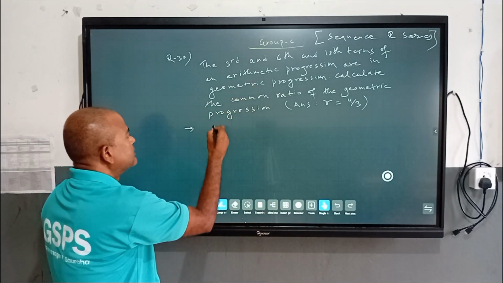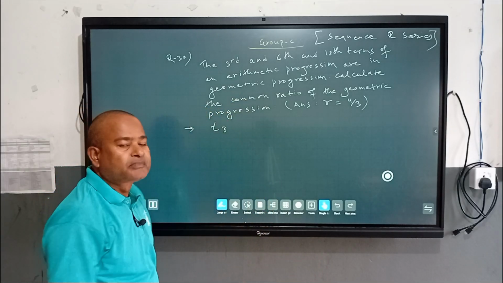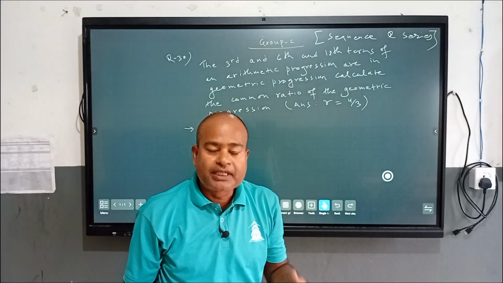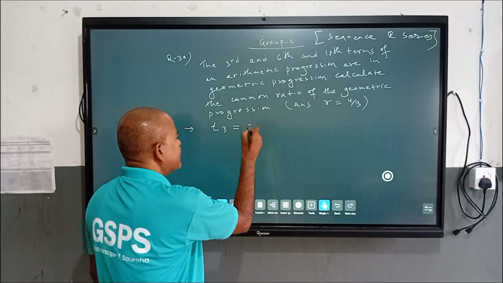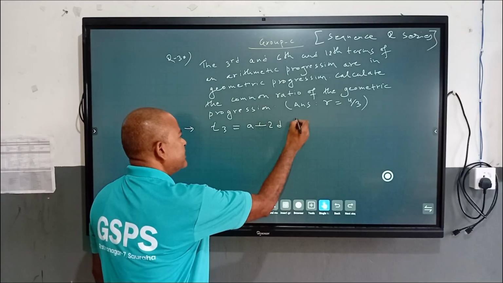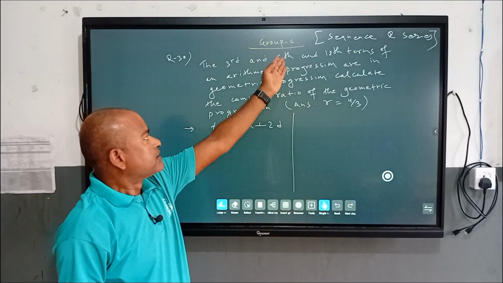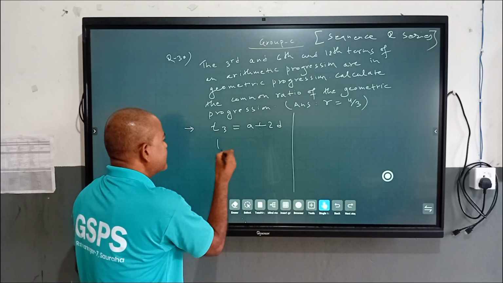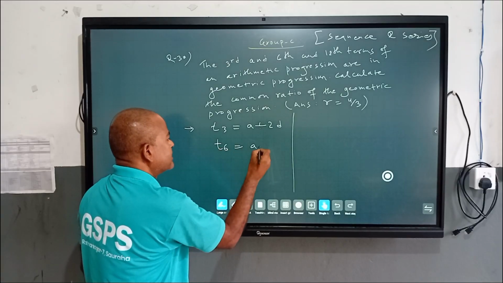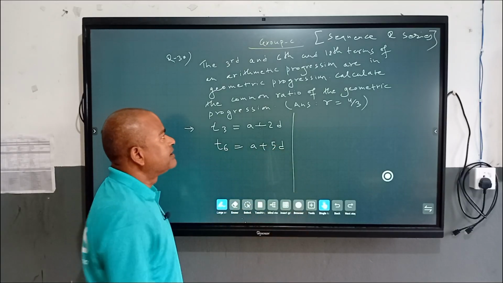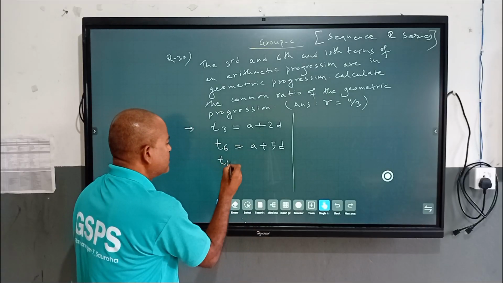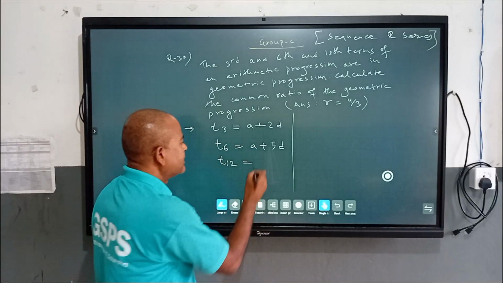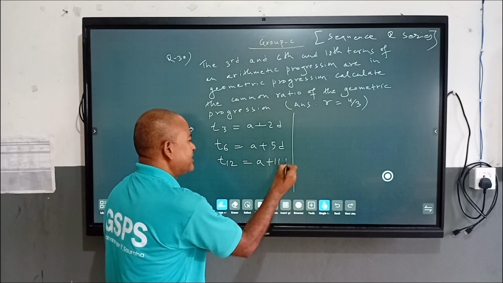Dear students, the third term in arithmetic progression is given by the formula a plus 2d. T3 we can write as a plus 2d. The sixth term we can write as T6 equals a plus 5d, and T12, that means 12th term, we can write as a plus 11d.